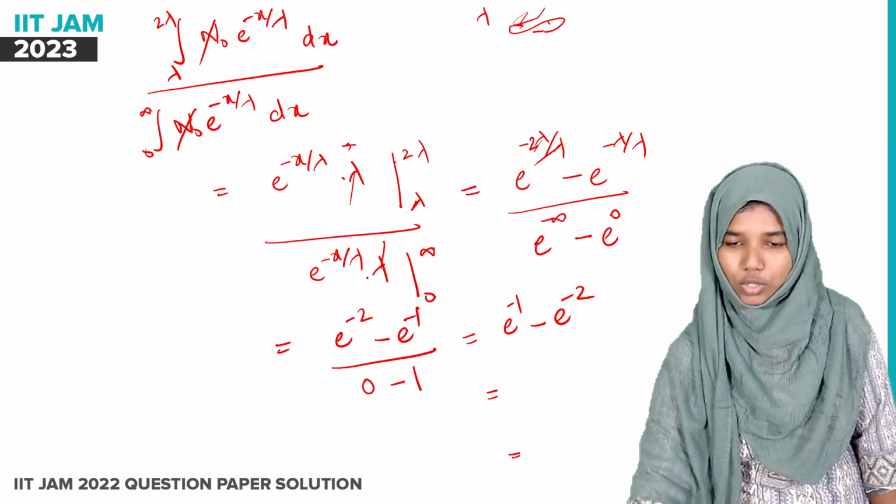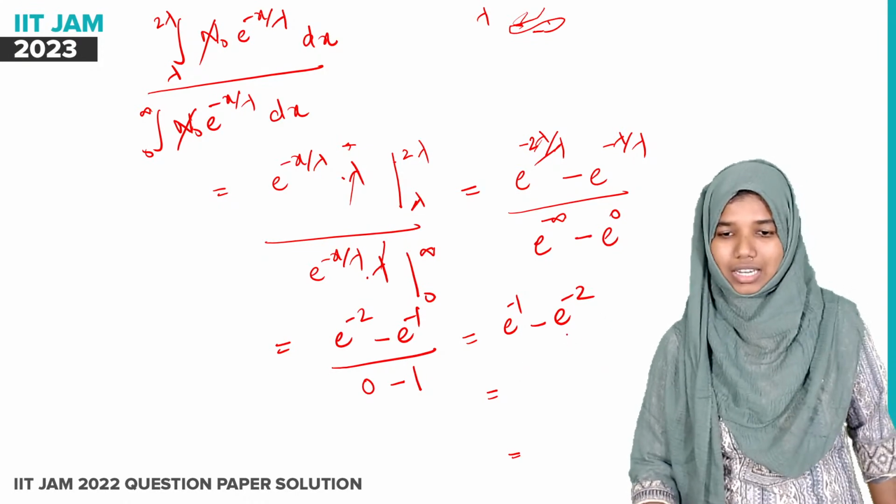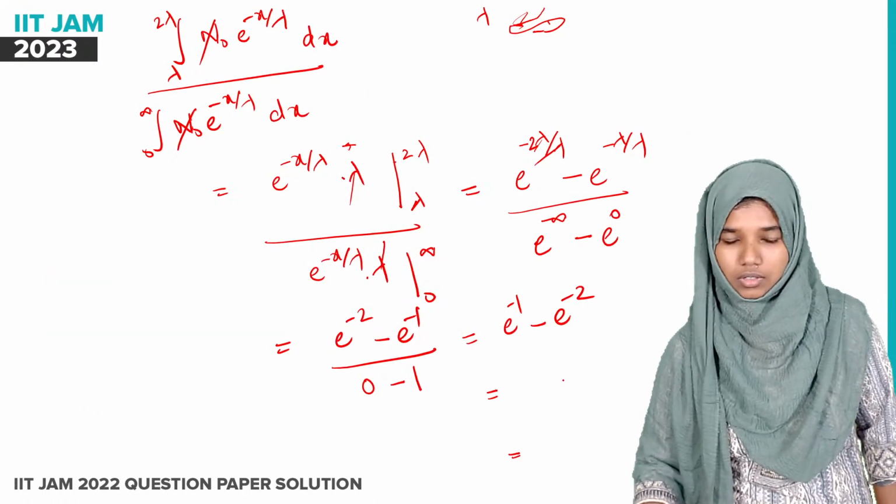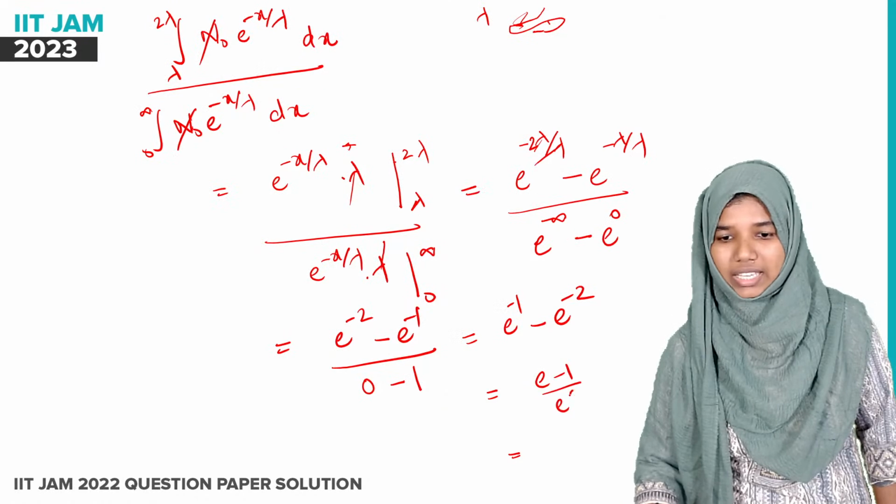Okay, so this is equal to e raised to minus 1 minus e raised to minus 2, and this is equal to e minus 1 by e square.